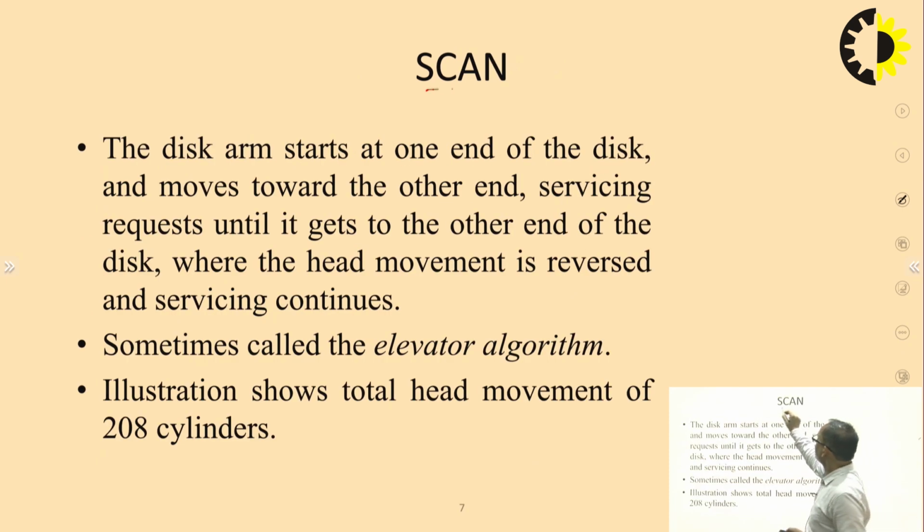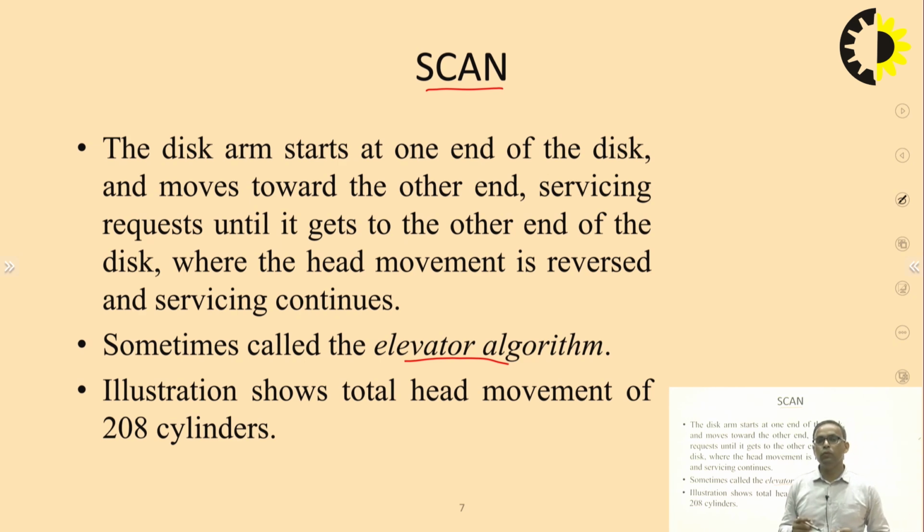Next, this is the third disk scheduling algorithm. This is known as the SCAN disk scheduling. Sometimes it is also known as the elevator disk scheduling algorithm. What happens in this case? The read write head will move from the current position in a particular direction. Either it is SCAN, C-SCAN, LOOK or C-LOOK.